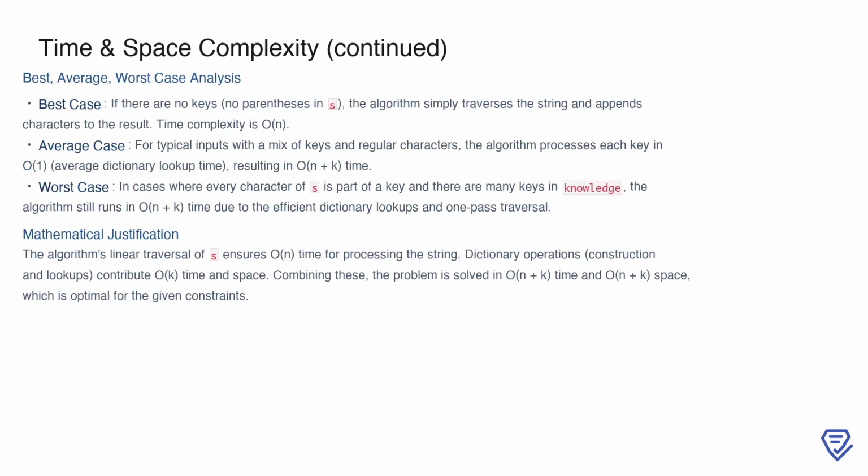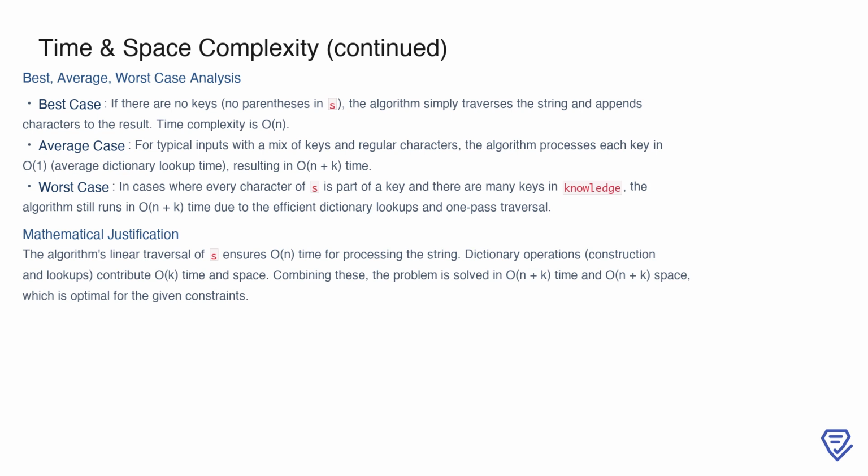Let's examine the best, average, and worst-case scenarios to solidify our understanding of the algorithm's efficiency. In the best case, there are no keys in the string s, meaning there are no parentheses to process. Here, the algorithm simply traverses the string and appends characters to the result, resulting in a time complexity of O(n). In the average case, typical inputs contain a mix of keys and regular characters. The algorithm still processes each key in O(1) time on average due to efficient dictionary lookups, leading to an overall time complexity of O(n + k).